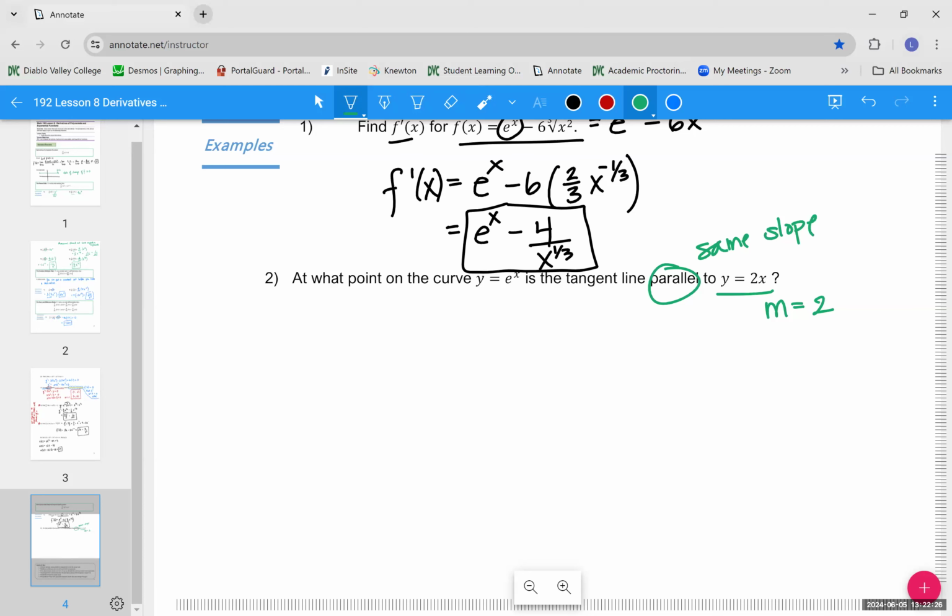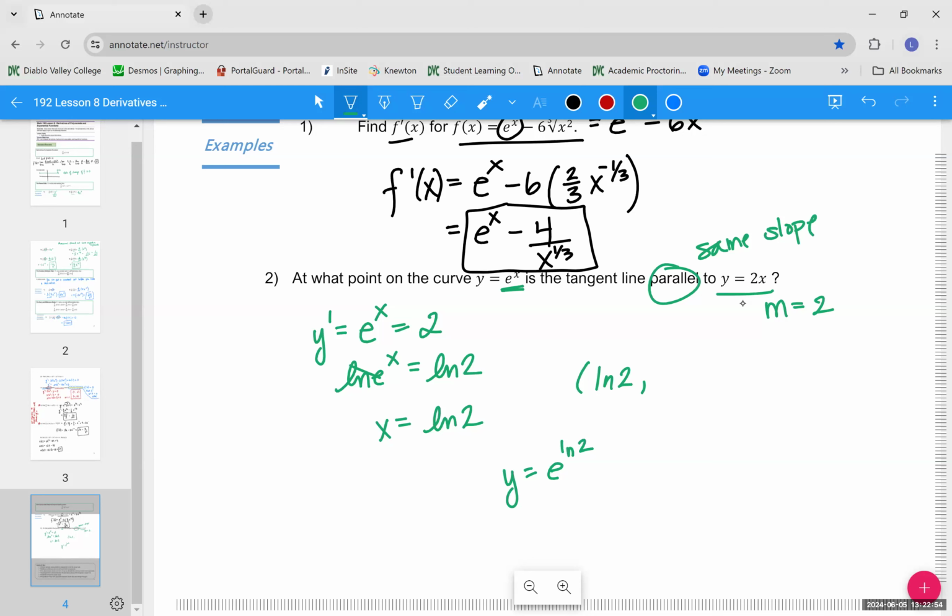So y prime, oh, it's just e to the x. So the derivative is just e to the x. Well, that's pretty straightforward. When does that equal 2? Well, I'm going to need to ln both sides. The ln and the e will cancel. So it will happen at x equals ln 2. If that is my x value and I plug that into the y, well, the e and the ln cancel again, and I'm left with just 2.